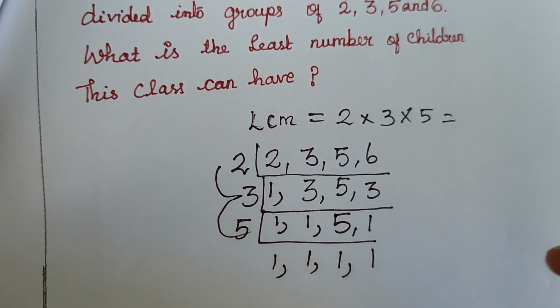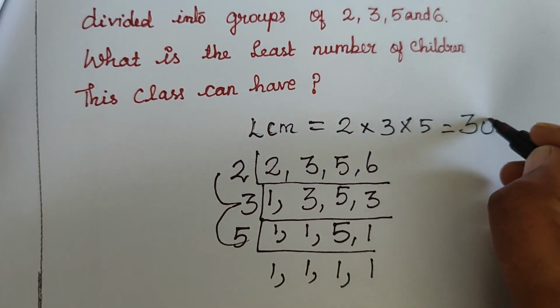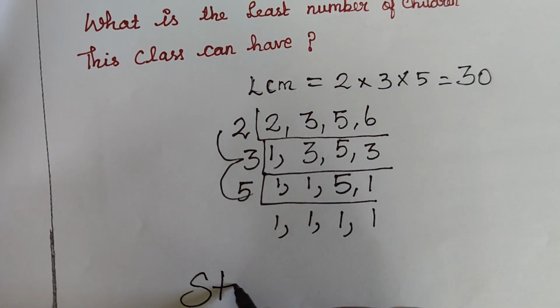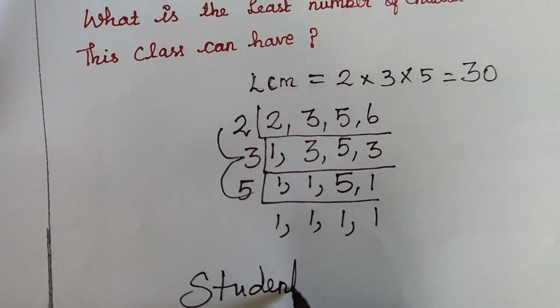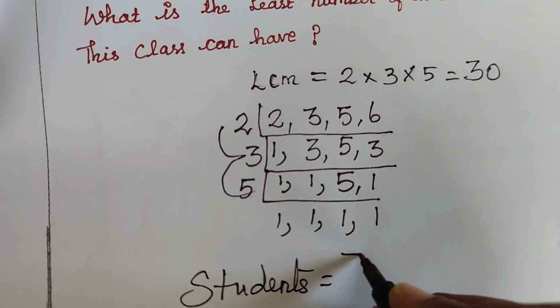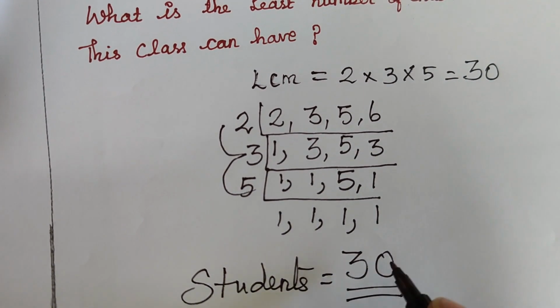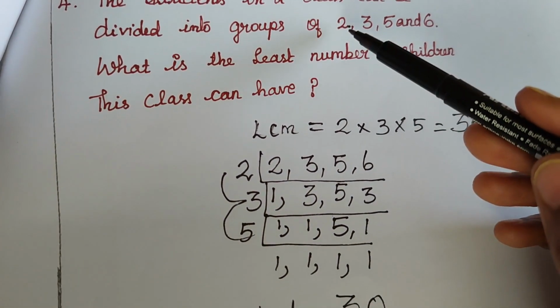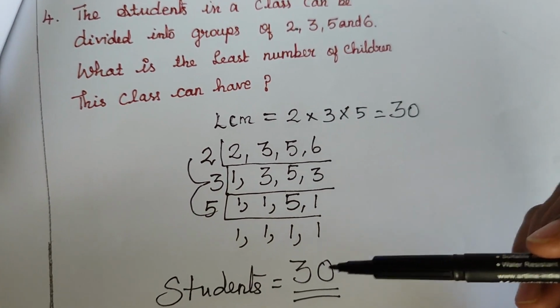So 2 3s are 6, 6 5s are 30. So the number of students in the class is equal to 30. Now you check, 30 can be divided by 2. When you divide 30 into 2 groups, you will get 15 students in each group.